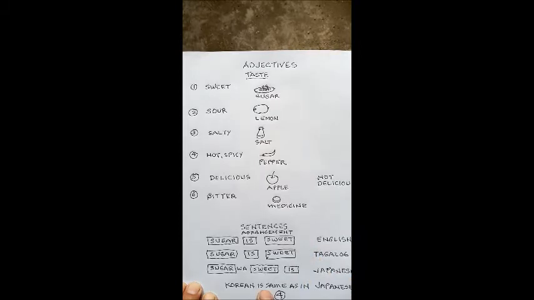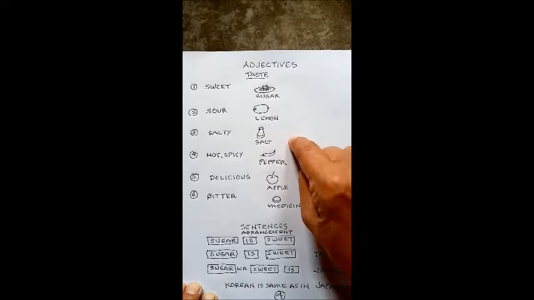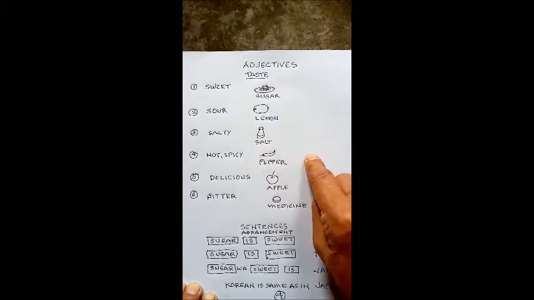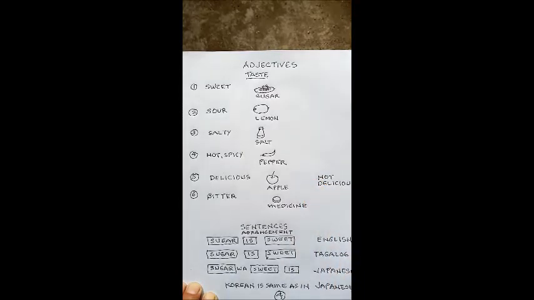But the Korean, being the same as the Japanese arrangement, is also very different from the English arrangement. So you have to familiarize yourself with this arrangement, the English arrangement. So, sugar is sweet, lemon is sour, salt is salty, pepper is spicy, and the apple is delicious.